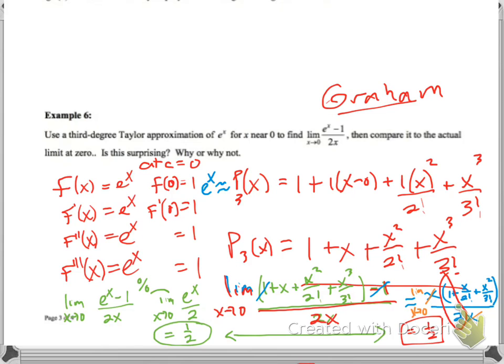Hey, for both the approximation at 0 of the limit and the limit itself at 0 of the original function, I get the same thing. Is that surprising? Well, maybe it is, maybe it isn't. It shouldn't be, because Taylor polynomials are exact at the point of center. They approximate outside of that. And that should be about the end of the story. The same, and that's good, at the point of center.